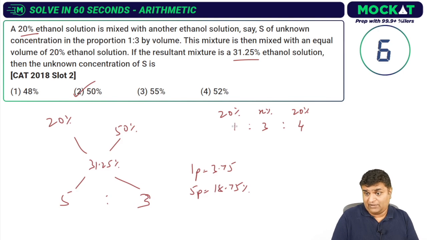But hey, what do you have? 1 part of 20%, 4 parts of 20%, it's all the same. So you can take it as a 5:3 ratio, where this 1 and 4 can be added up and written as 5. So 5:3 of 20% and X%. We didn't know that X. You mix this up and you get 31.25%, that's given. 20% over here is given.